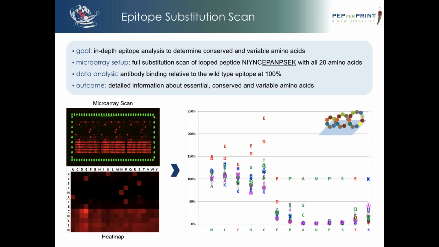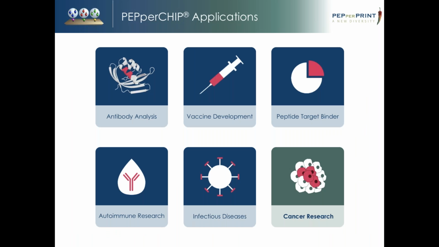So our linear and conformational high-resolution epitope mappings, combined with the subsequent epitope substitution scan, give you the clearest picture of an antibody-protein interaction you can get. In the upcoming slides, we'll discuss our cancer research application and go into some specific projects, with a focus spanning basic research to neoepitope identification.